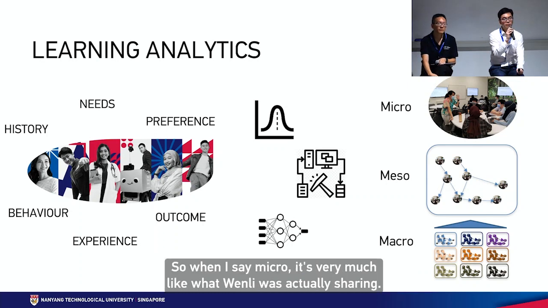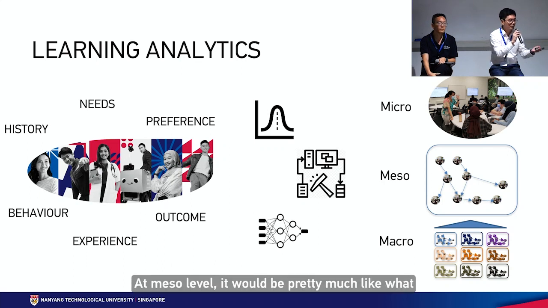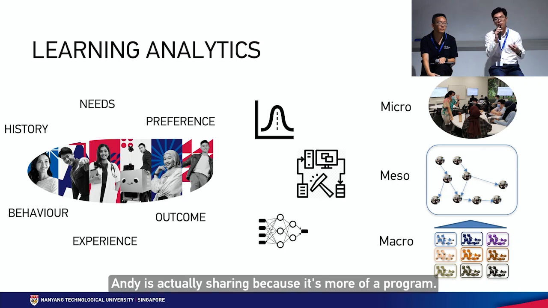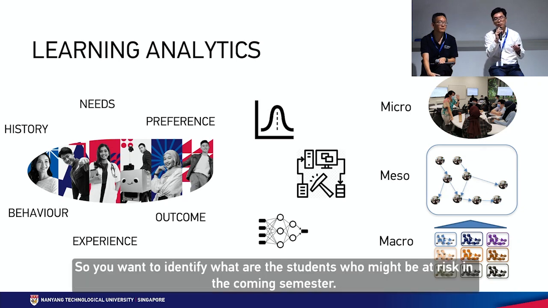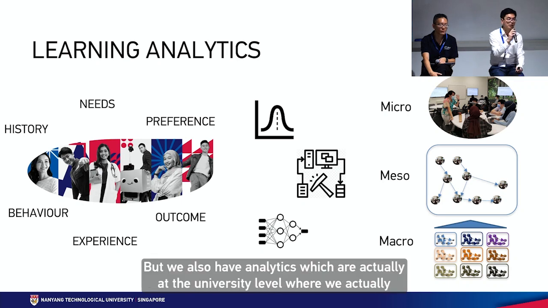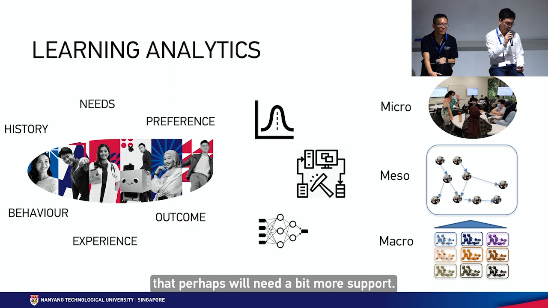So when I say micro, it's very much like what Wenli was actually sharing, within the class environment. Meso level would be pretty much like what Andy is actually sharing, because it's for a program. So you want to identify who are the students who might be at risk in the coming semester. So that's at the program level. But we also have analytics, which are actually at the university level, where we look at which schools perhaps are performing well and which are the schools that perhaps would need a bit more support.